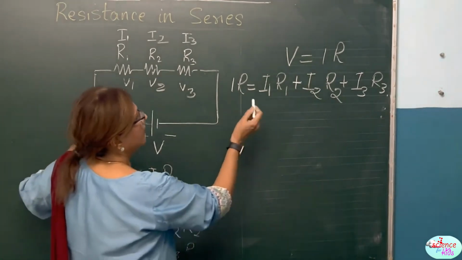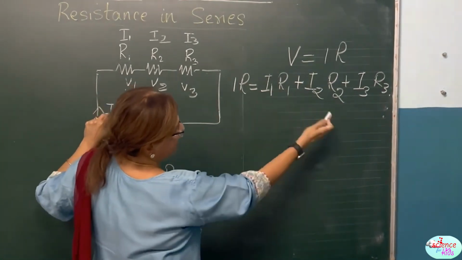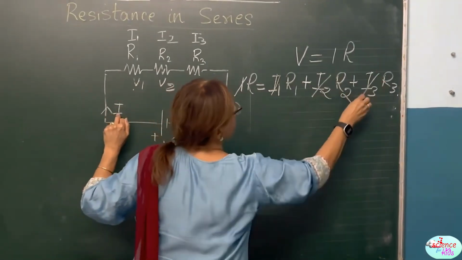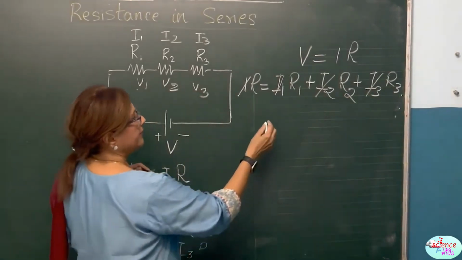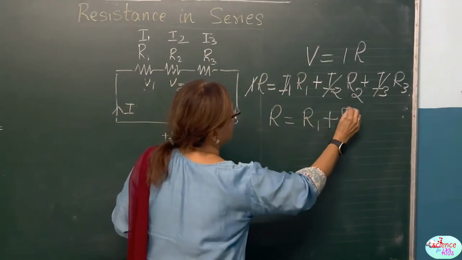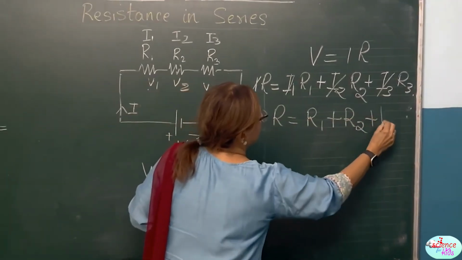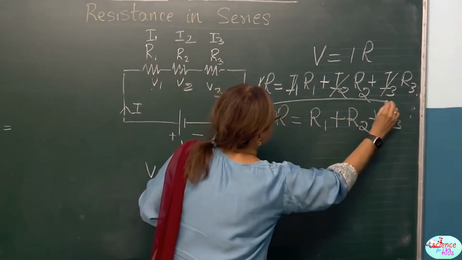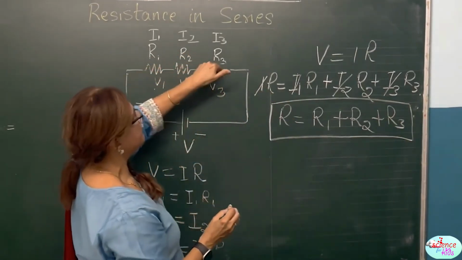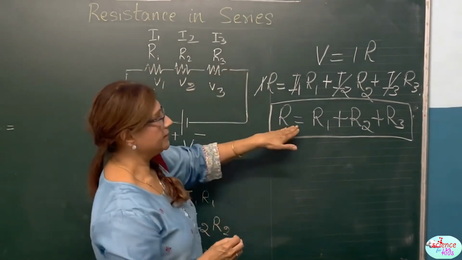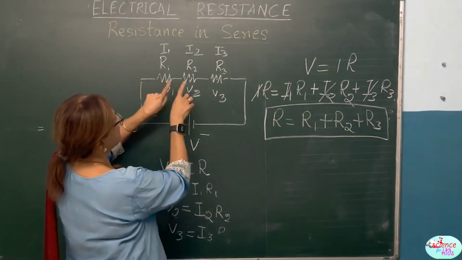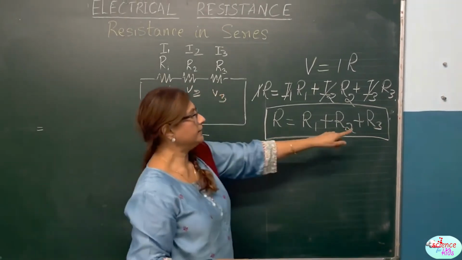So in this case, to make the equation balance on both sides, we can take the I's out. So what is left? R will be equal to R1 plus R2 plus R3. This is the final equation for resistors connected in series. So R is the total resistance, which is equal to the resistance of the first resistor plus the second resistor and the third resistor.